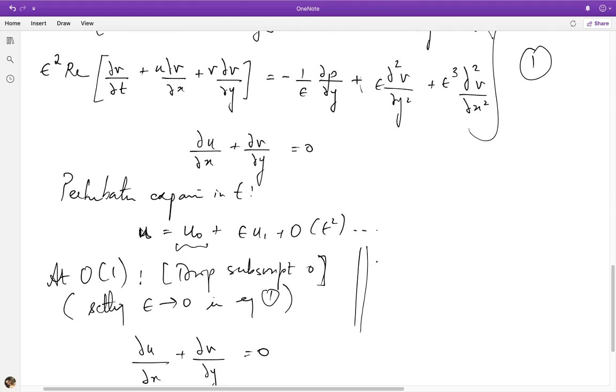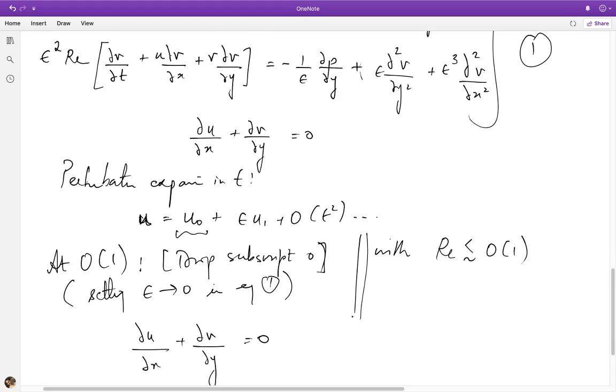So we set epsilon to 0 with Re being less than approximately order 1. Right, so the Re has to be smaller than 1, or another way of saying it is that Re goes as small o of 1 instead of big O. Big O represents the exact magnitude of a term. Small o just means that you don't know what the exact order is, but it's going to be less than this order 1. So it could be order epsilon, epsilon half, either way.